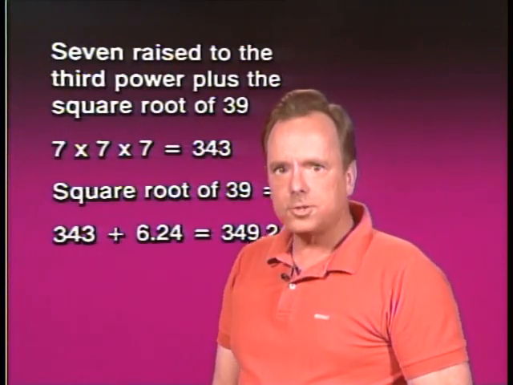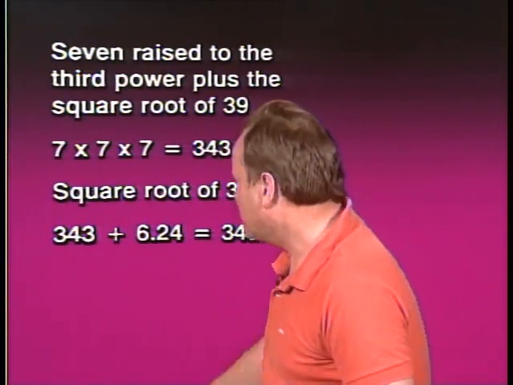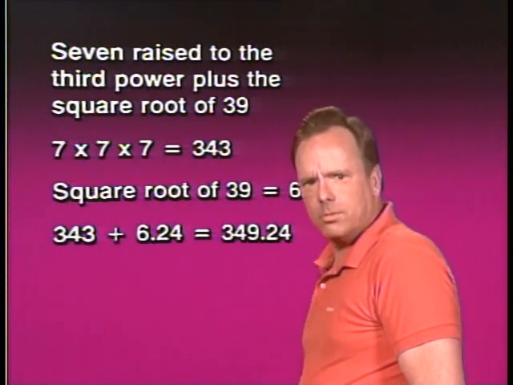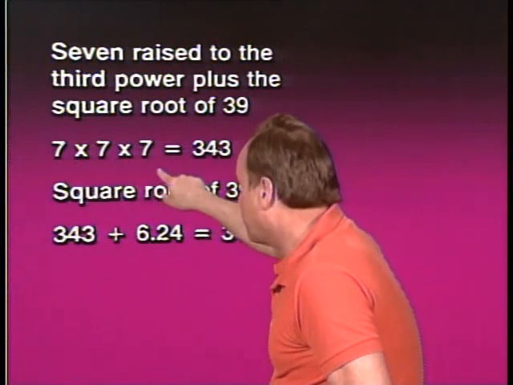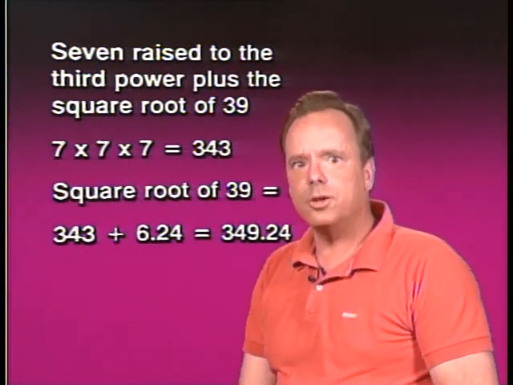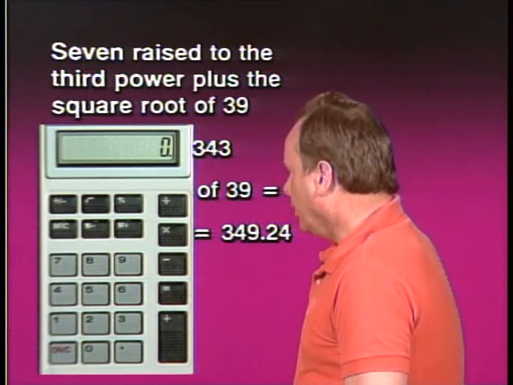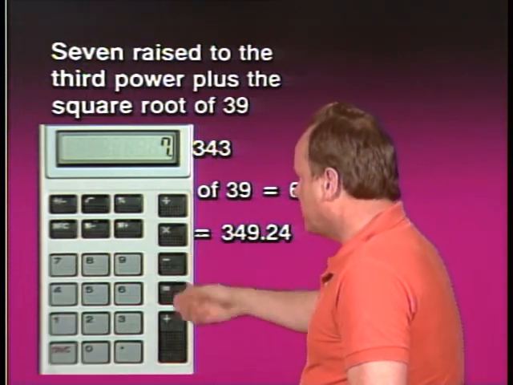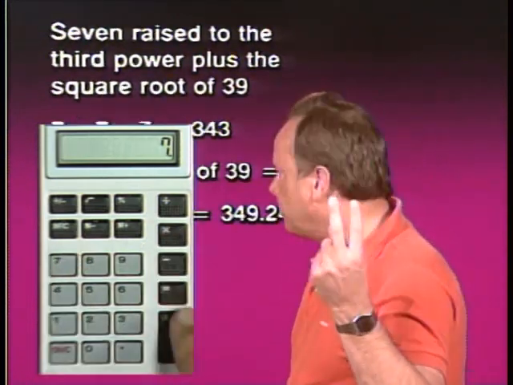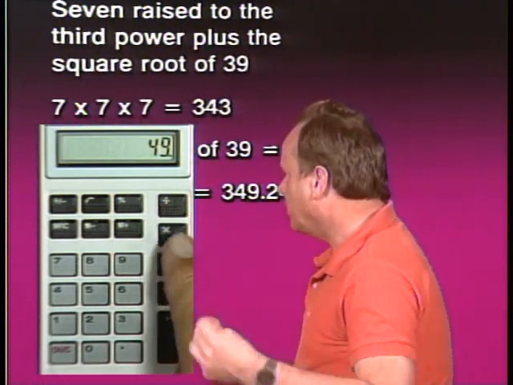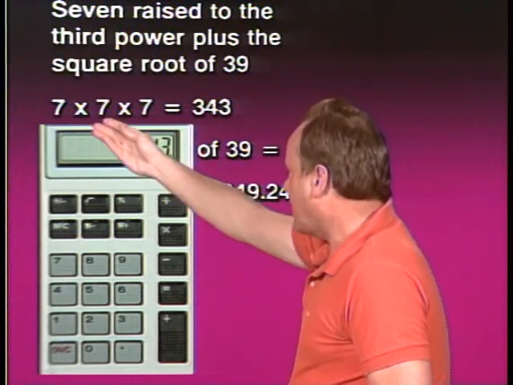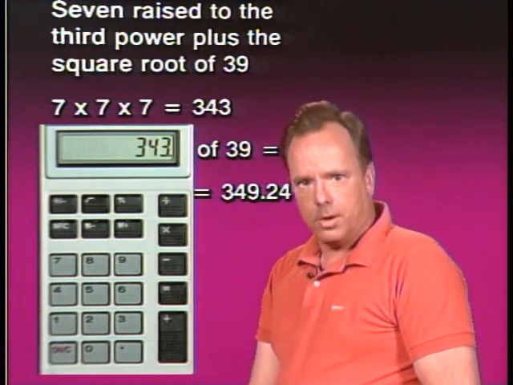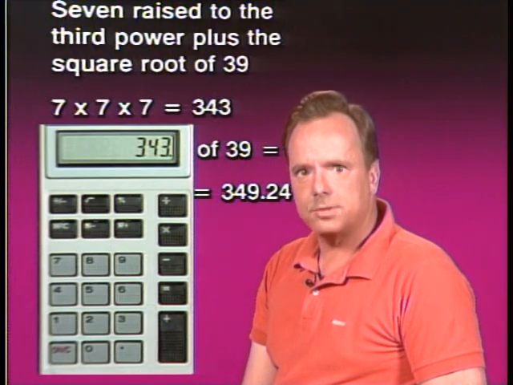All right, now they're going to ask you, what is the result of 7 raised to the 3rd power plus the square root of 39? Oh, no. All right, 7 raised to the 3rd power means you're using 7 3 times as a factor. So let's use 7 3 times as a factor. All we have to do is use the electronic calculator, punch in 7, multiply that times 7, and that's using it the 2nd time, multiply that times 7, and that's using it the 3rd time, and we get 343.